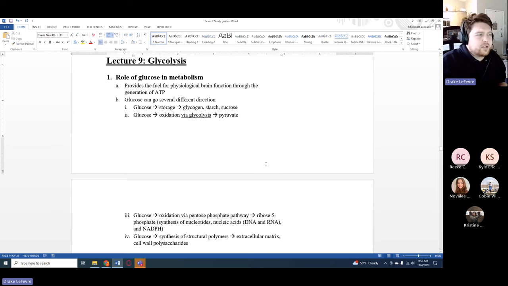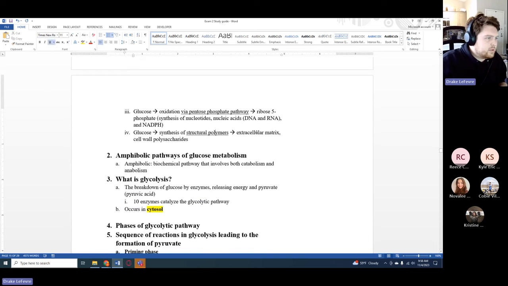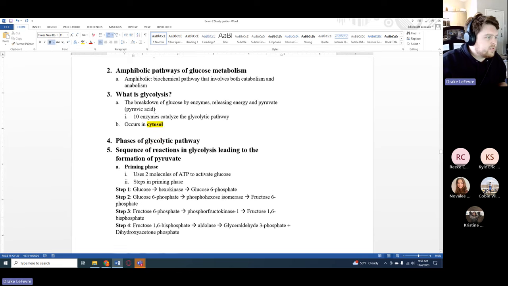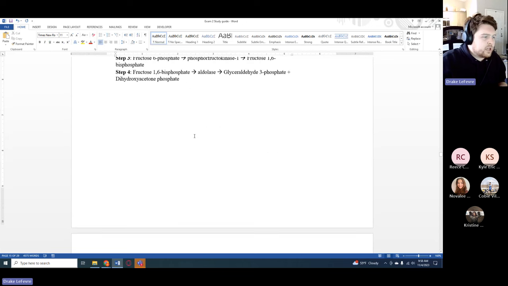And typically, talking about gluconeogenesis and glycogenolysis, or glycogenesis, which is the making of glycogen from glucose. Gluconeogenesis is making glucose from non-carbohydrate sources, and glycogenolysis is the breakdown of glycogen. Words like that, he likes to throw in there. Not super important though. Most of your questions are really going to come from this chunk, the sequence of reactions in glycolysis.